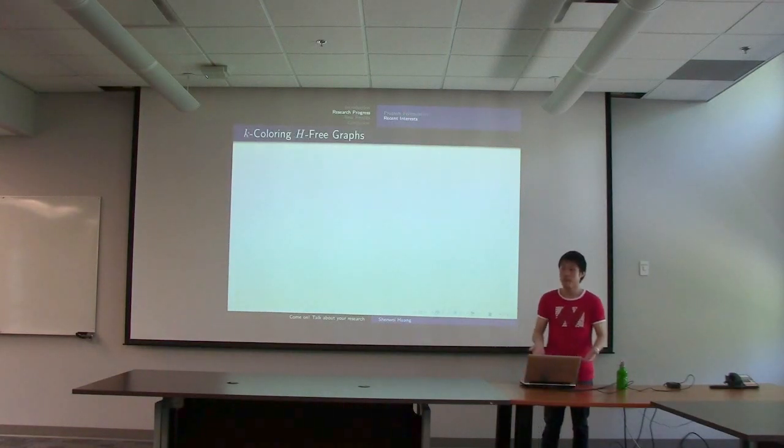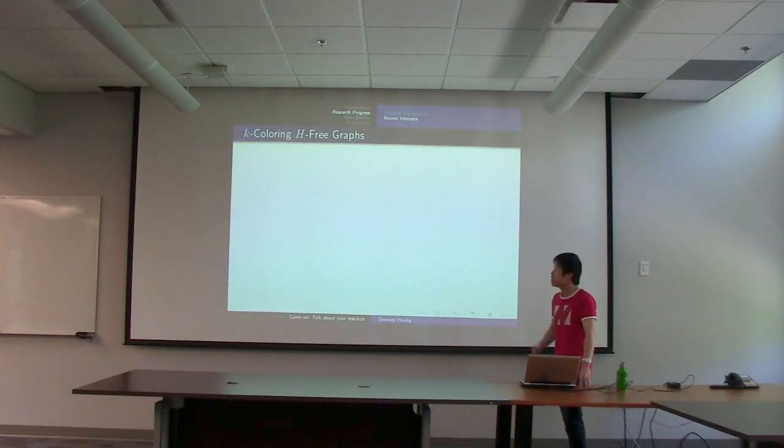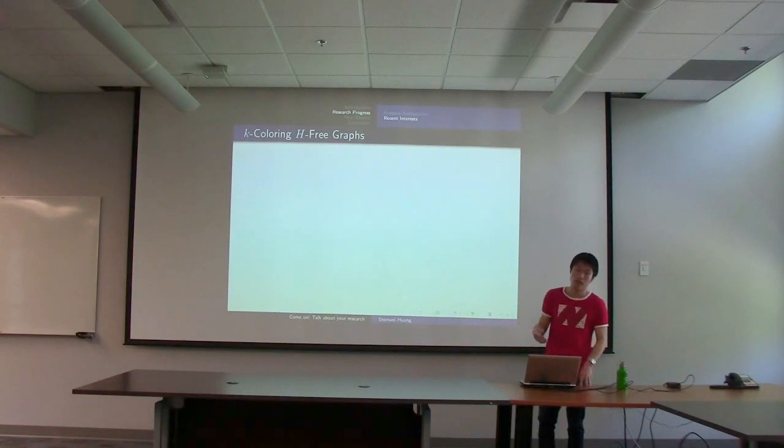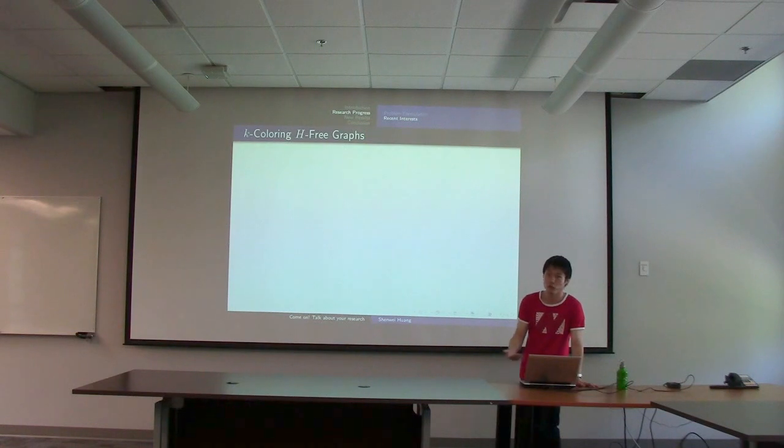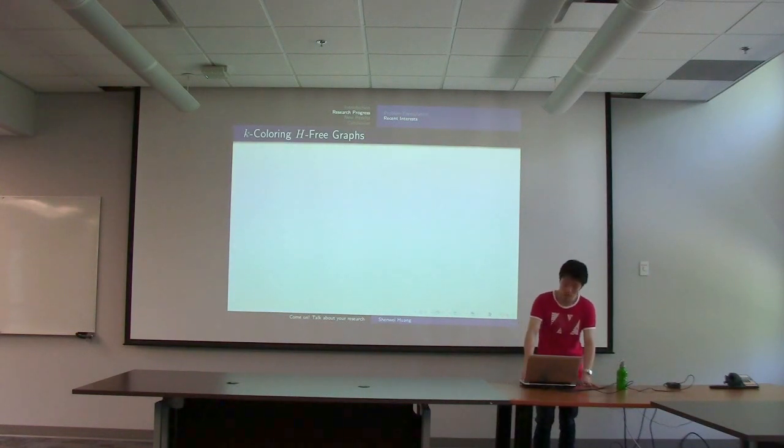So if a problem is NP-complete, it is unlikely to have a polynomial time algorithm. So how can we attack NP-complete problems? One common way is to consider subproblems. And in this case, for K-coloring, we can consider K-coloring on some restricted graph classes. And recently, people started to study K-coloring on graphs characterized by forbidding one induced subgraph.